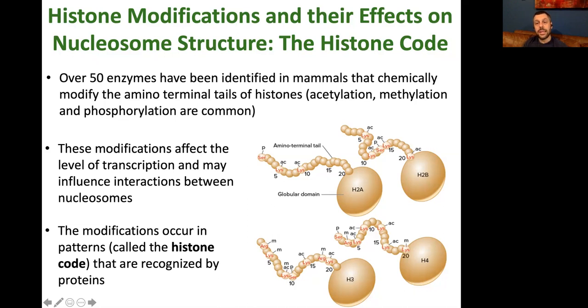And they will chemically modify the tails of these histones in a very specific way that's now called the histone code. And if histones get tagged by these certain modifications, that can recruit more proteins into the gene, depending on exactly the modifications that have occurred, to change the transcription of a gene.